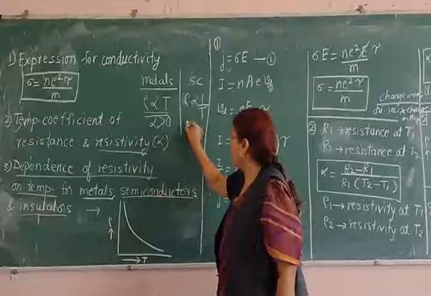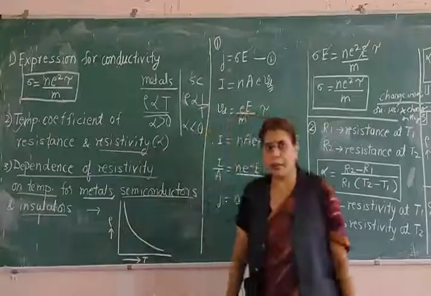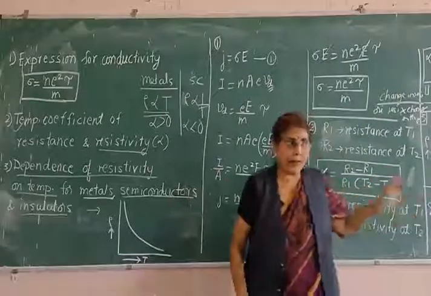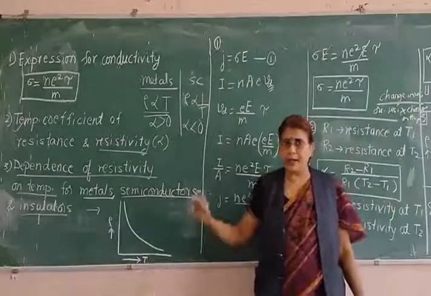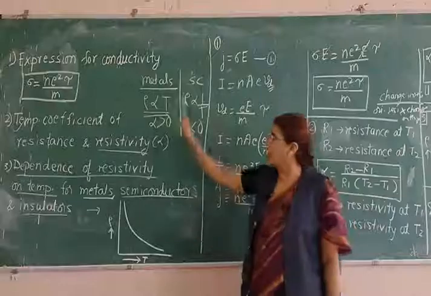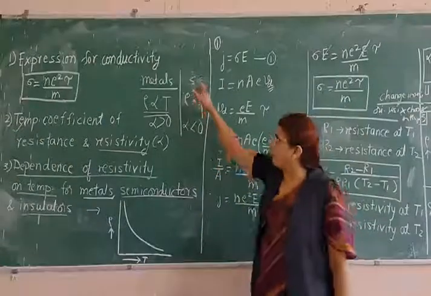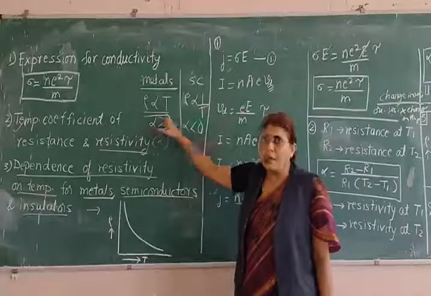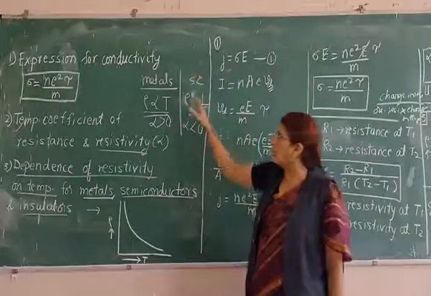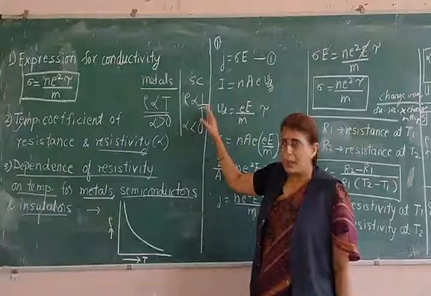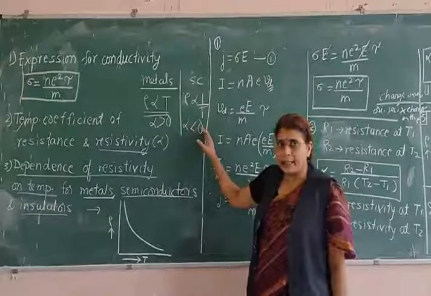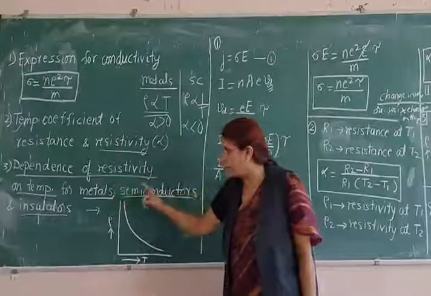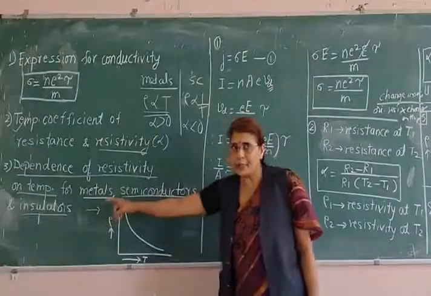Now, what about the value of alpha? Alpha is going to be negative. So 2 points you have to remember. First, remember the 3 graphs. They will ask you for 1 and 2 marks. And what is the distinction between them? For metals, rho is directly proportional to T, alpha is positive. For semiconductors and insulators, rho is inversely proportional to T and therefore alpha is negative. So this is how resistivity depends on temperature for metals, semiconductors and insulators.